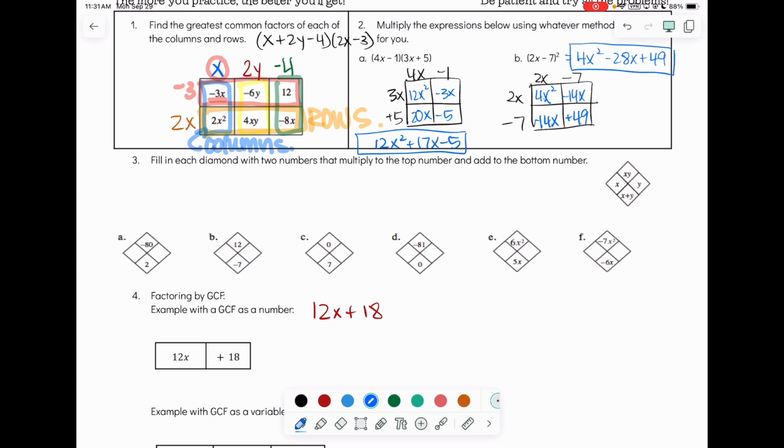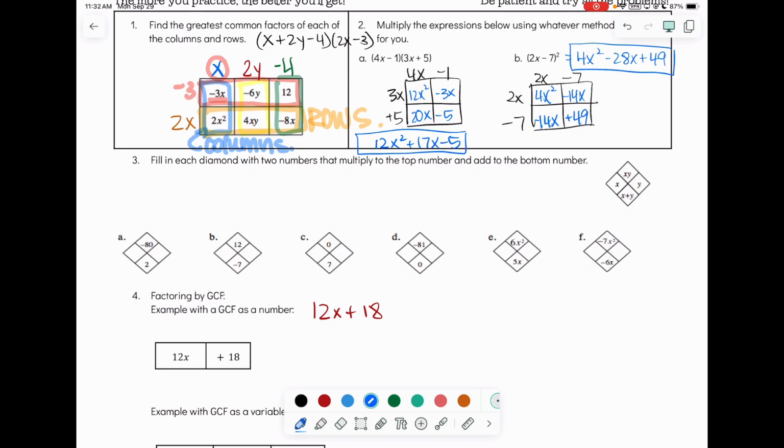All right. Those are the two answers for number 2, A and B. See if you got them right. If you didn't, try to track your mistake. Any questions on these A and B? Raise your hand if you are familiar with FOIL method.